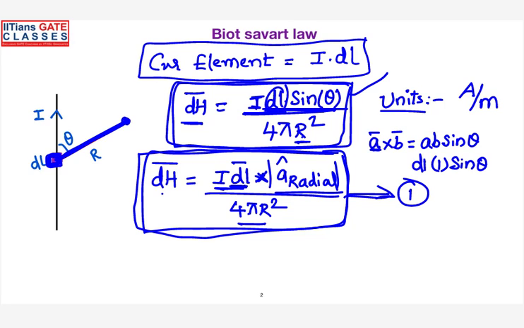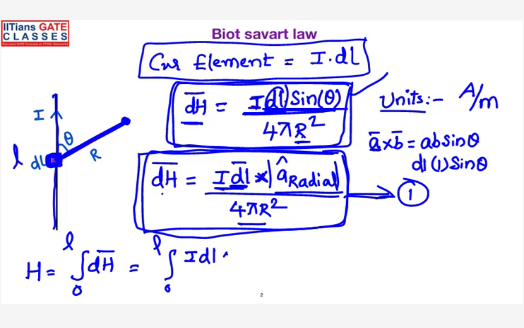Now I want to find the total magnetic field due to the entire length of the wire. So let us say L is the length of the wire. To find out the total magnetic field intensity, you need to integrate the differential magnetic field from 0 to L. Which means integral 0 to L of I dl cross r cap by 4 pi r square. This gives the total magnetic field due to the entire length of the wire.